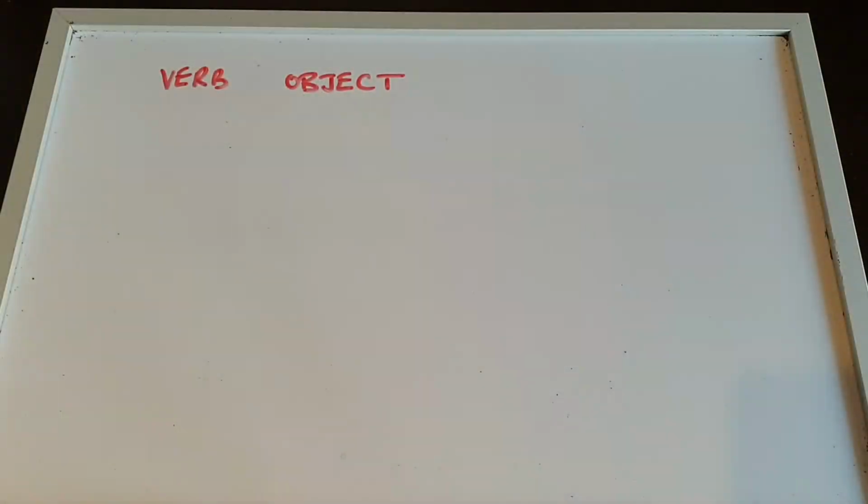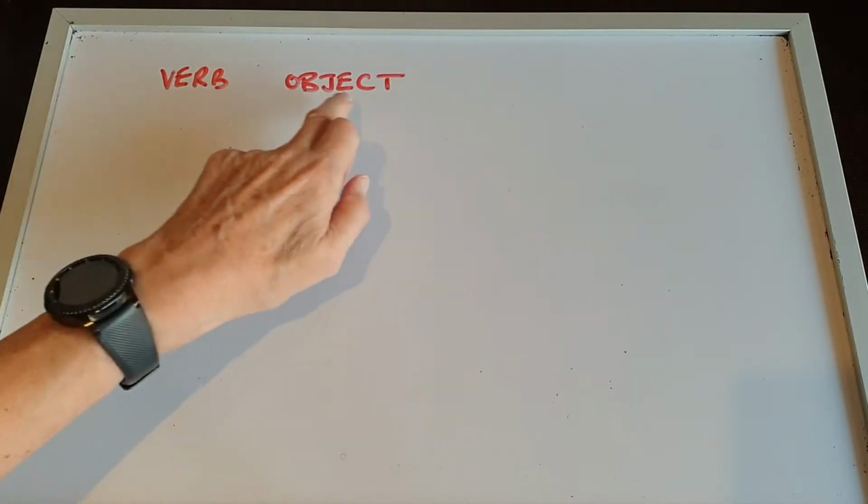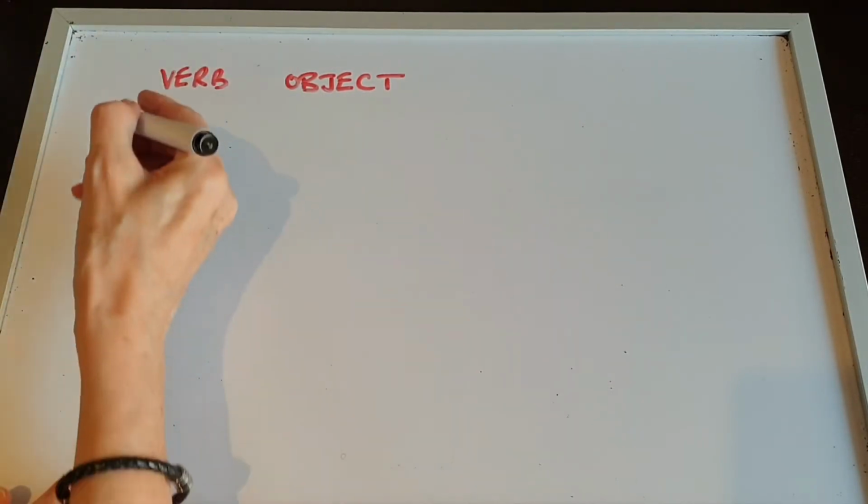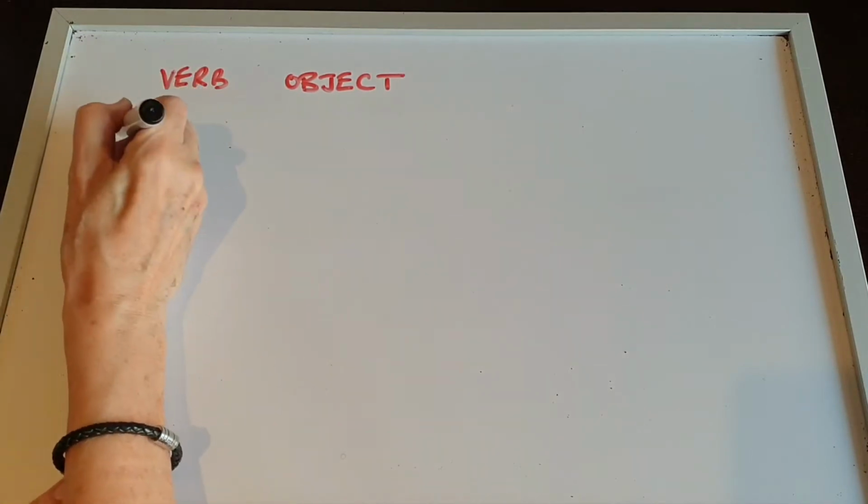Today we're looking at the word order of English sentences. Have a look at Uncle Geoff's board. As you know, the typical English word order in a sentence is verb plus object. For example, I like my job.